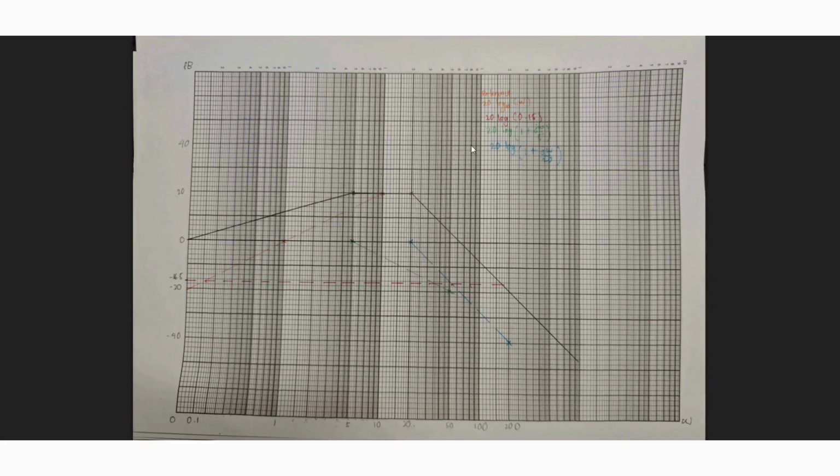And finally, we have our last log, which is 20 log 1 plus jω over 20, which is the same as the green one, which will start from 0 or the origin point to 20 on the Bode plot and goes down. It will drop to negative 40 decibels.